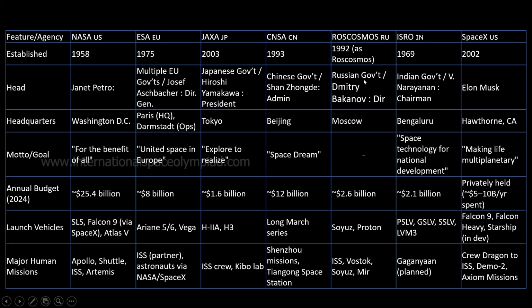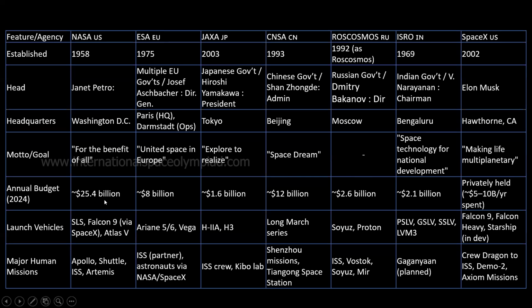So I'm not reading all this. You can actually read it, it's better. And the headquarters are there. Then the motto of each of them. And you can see, for the benefit of all, United Space in Europe, then explore to realize space dream, then making life multiplanetary. So you can see making life multiplanetary. That is why they always wanted to go to Mars and all. Okay. Then India, you can see space technology for national development. That is the basic motto.